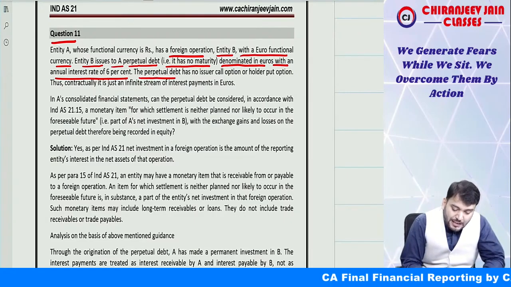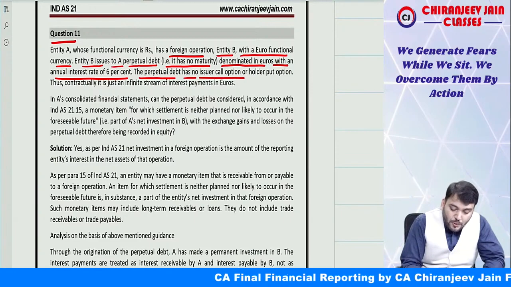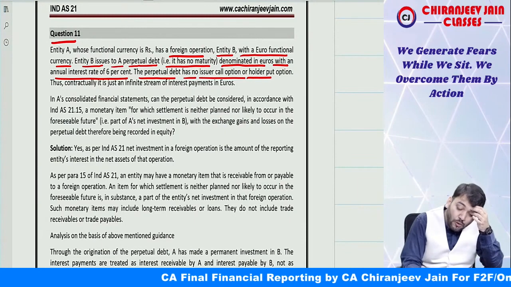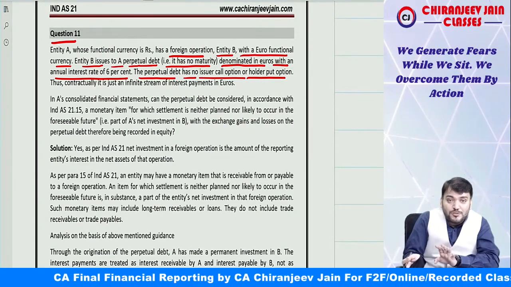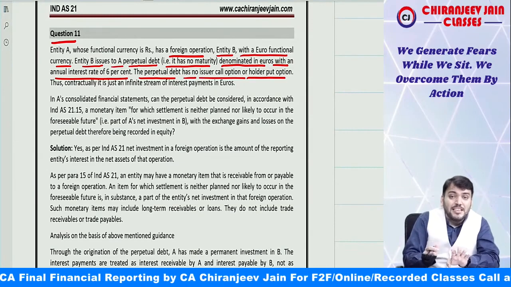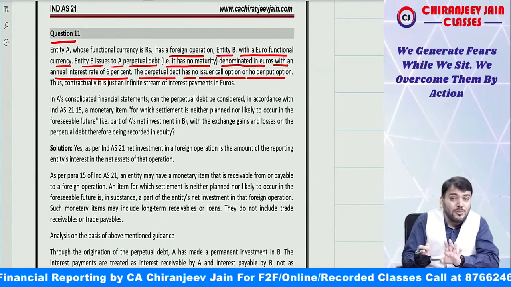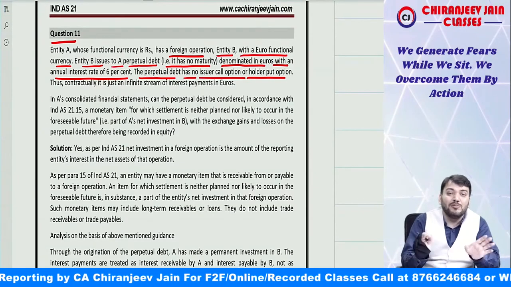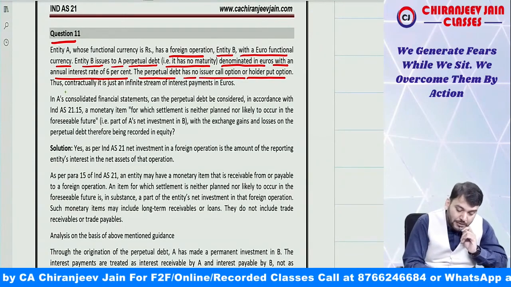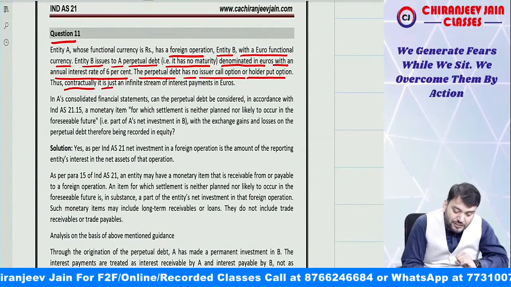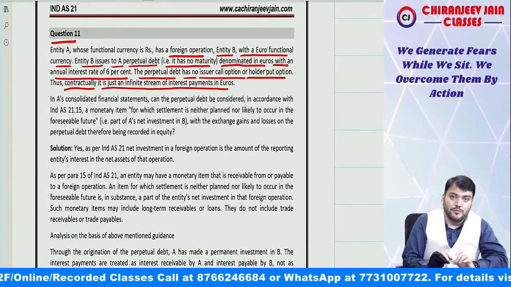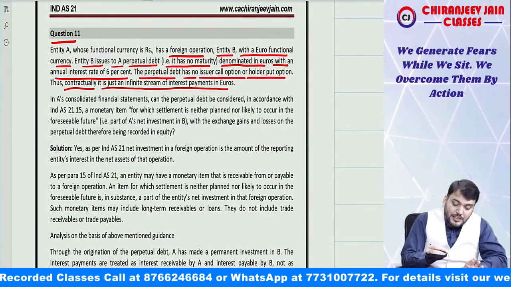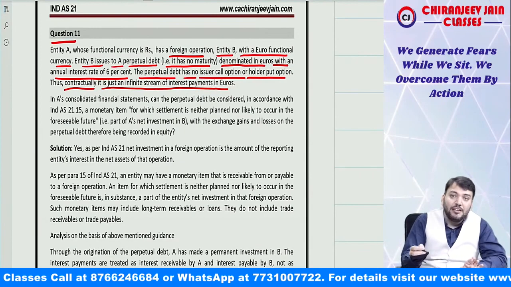The perpetual debt has no issuer call option or holder put option. Means there is no call or put option, no right to redeem, no right to buy or right to sell with either party. Thus, contractually, it is just an infinite stream of interest payment in euro.